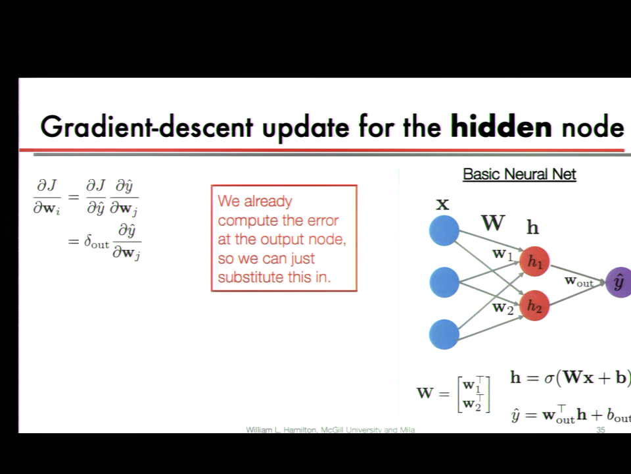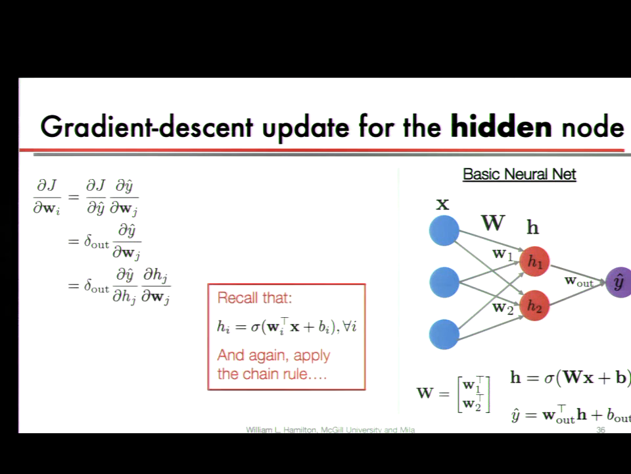So we already computed that error. We're fine. Now we can apply the chain rule again. And now what we're looking at is: what is the derivative of our prediction with respect to this hidden node, this hidden output, and how does this hidden output depend on the parameters that we're learning.